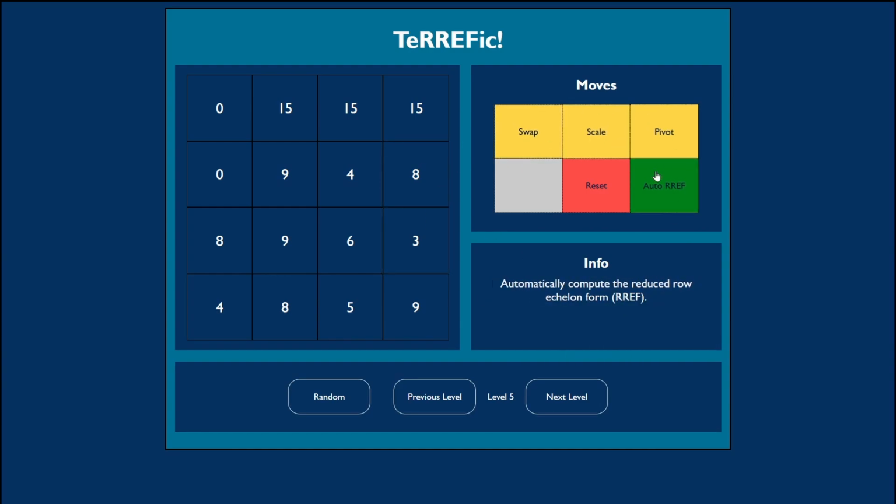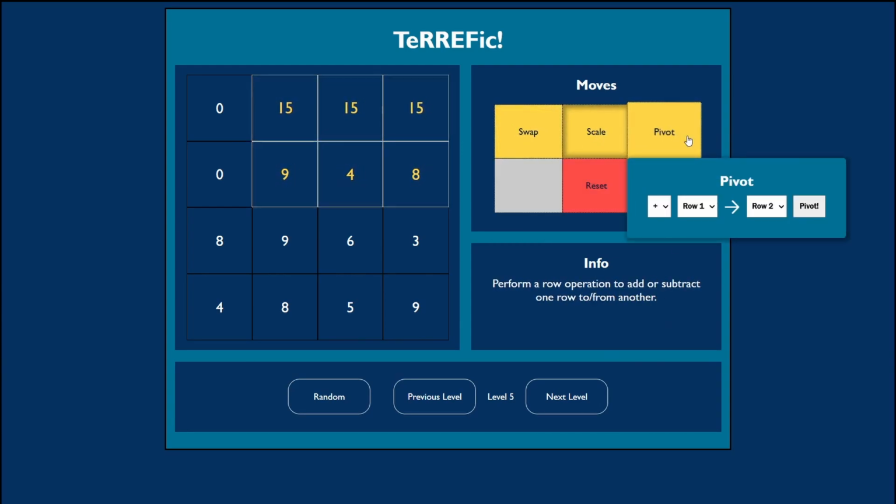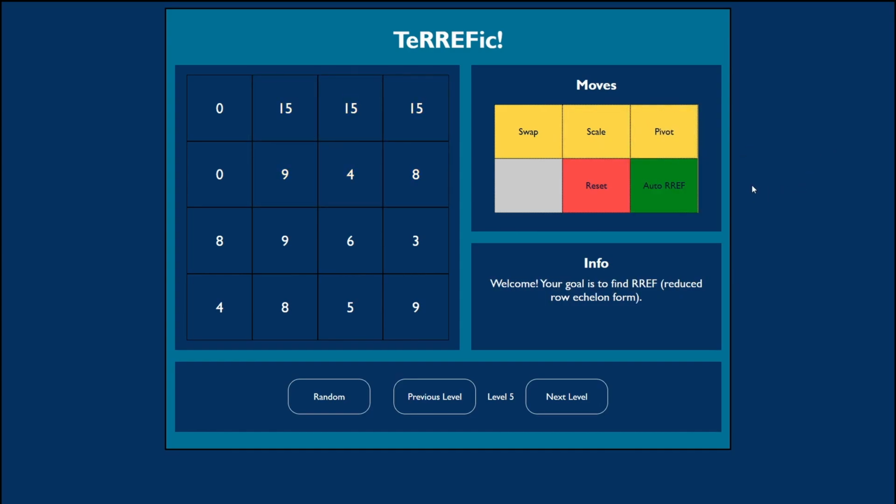And so all of these matrix operations, I'm pretty proud of, because all of them are implemented by hand. So all of the row operations that you see here, like the swapping, scaling, pivoting. I thought I was going to rely on the library, but the math.js library didn't actually have that functionality.